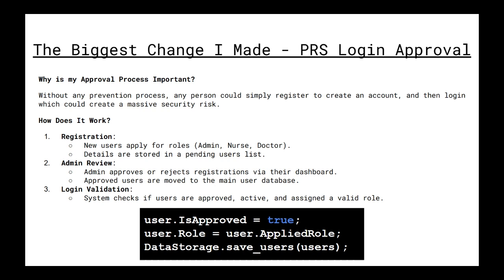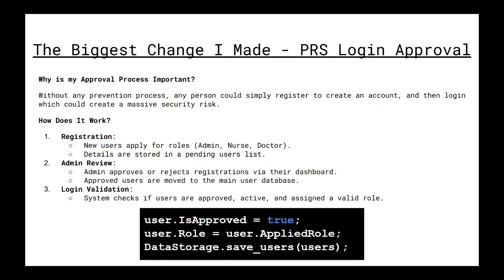When a user registers, their data is temporarily stored in a pending_users collection, which is serialized to a JSON file called pending_users.json. This keeps all of the unapproved registrations in a secure, isolated state. The admin then reviews the pending users in their dashboard and either approves or rejects them. On approval, the user's is approved flag is set to true, and their role is assigned as admin, nurse, or doctor. The user is then deserialized from the pending list and serialized into the main users.json file, which contains all the approved users.